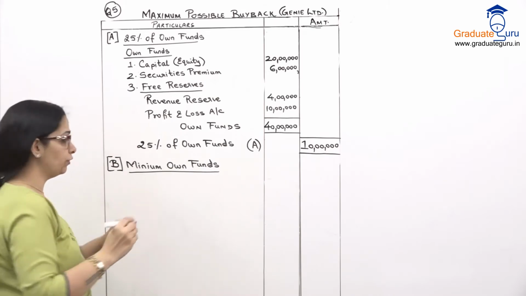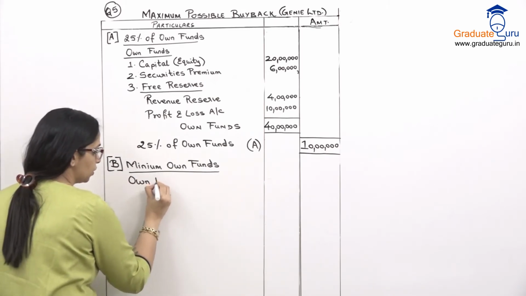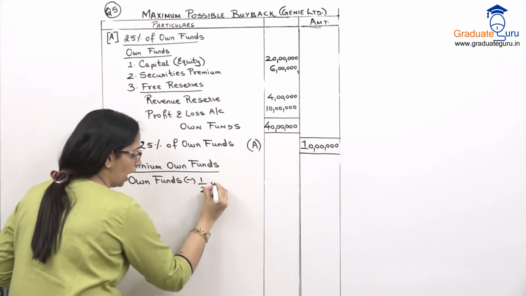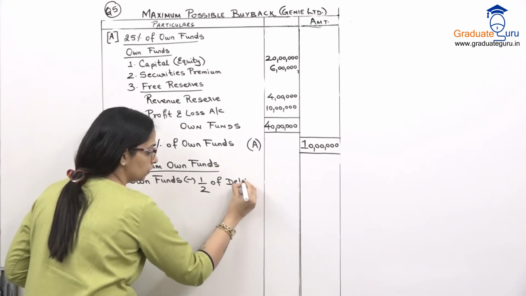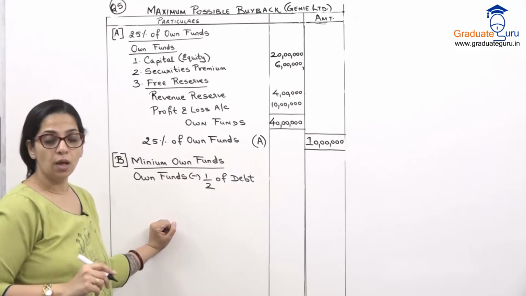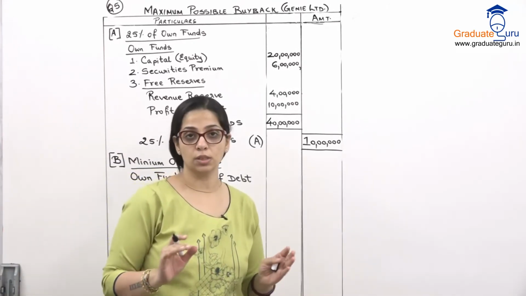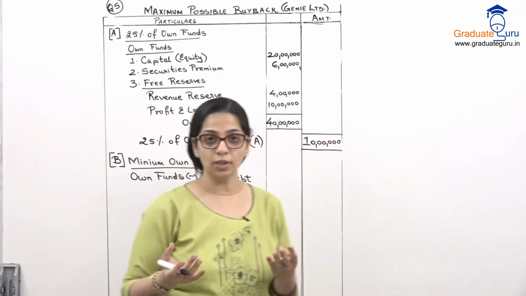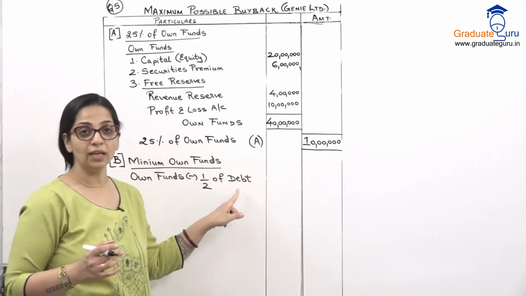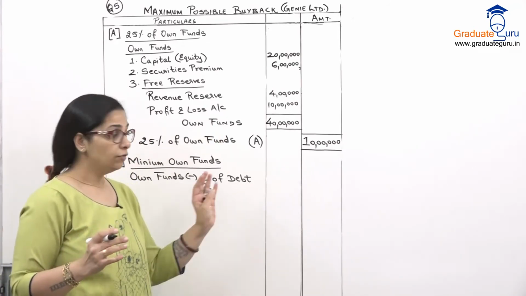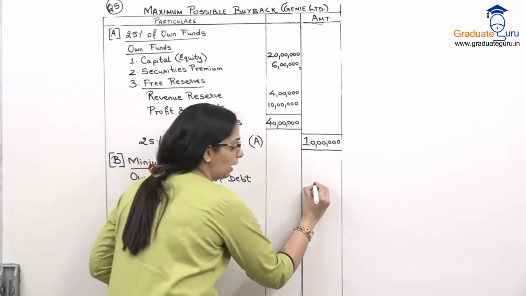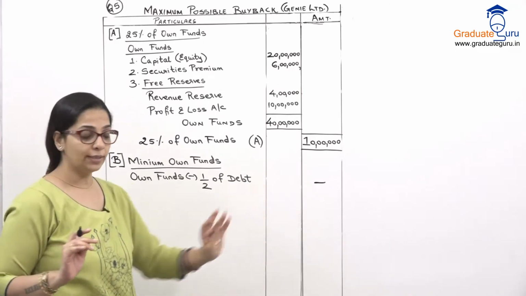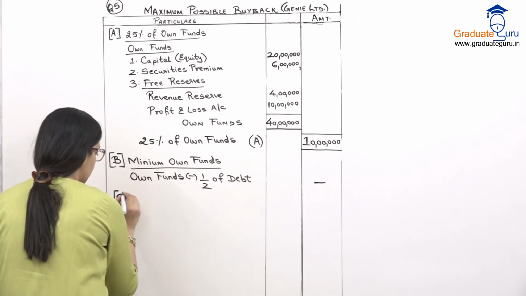So what is the calculation for minimum own funds? First you take own funds and from that we subtract half of debt. Debt is your loan funds. But in this sum, there are no loans. कहीं भी कोई भी debentures, loans, कुछ नहीं दिया है. So in such a situation, we will not take it as zero. If we take it as zero, हमारा पूरा format बिगड़ जाएगा. We simply ignore this step. So यहाँ पर एक dash रख देंगे. We will not write zero. We will not write nil. We will simply write a dash. And then we go to part C.